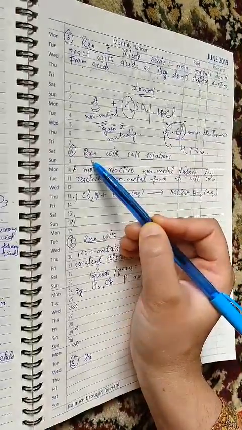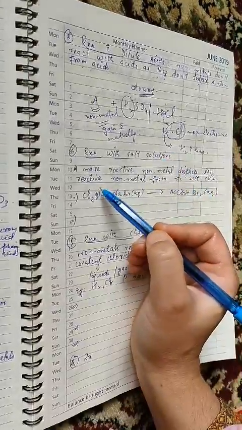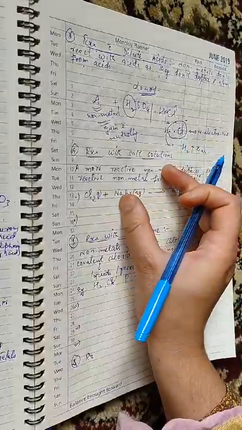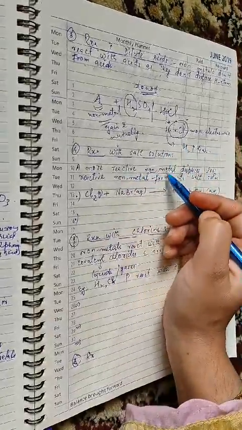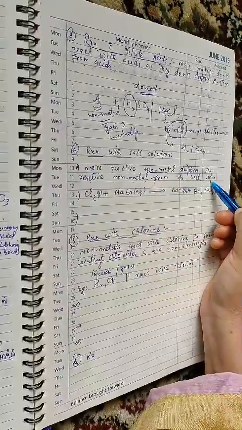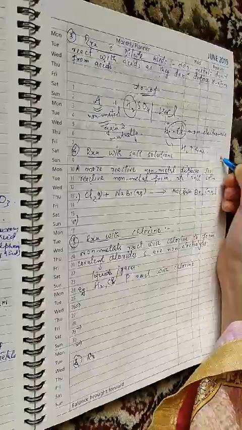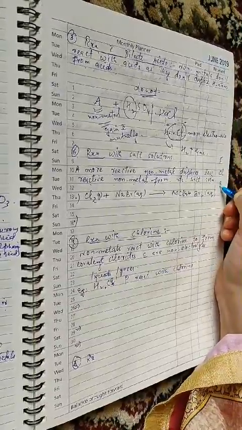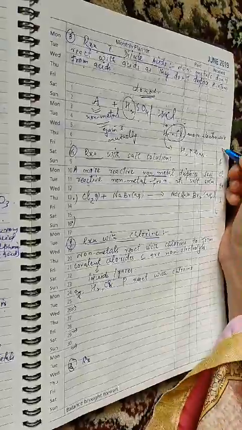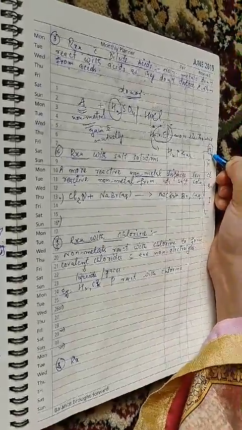Number 4 reaction is reaction with salt solution. It is also a type of displacement reaction, because in this reaction a more reactive non-metal displaces less reactive non-metal from its salt solution. For example, fluorine, chlorine, bromine and iodine. These are the halogen atoms that are present in group 17. They are called as halogen atoms.